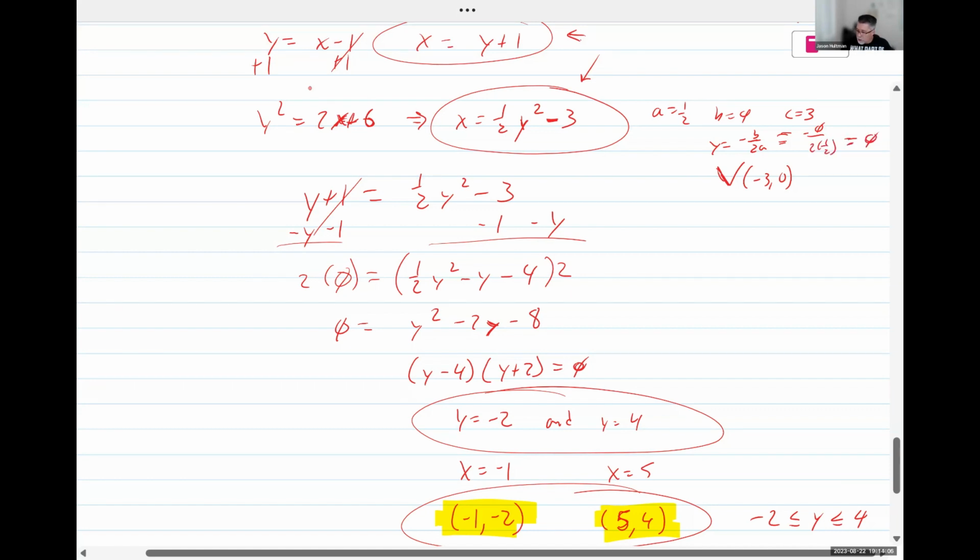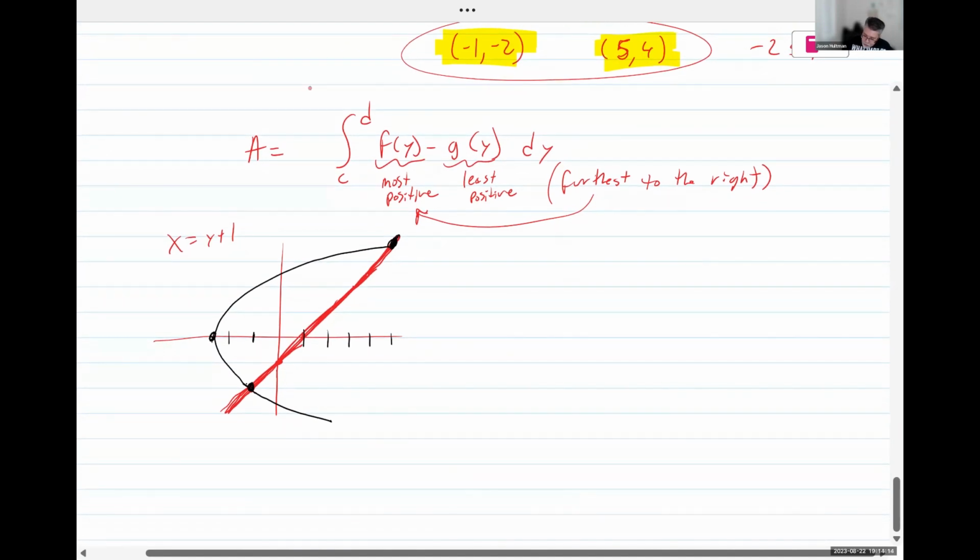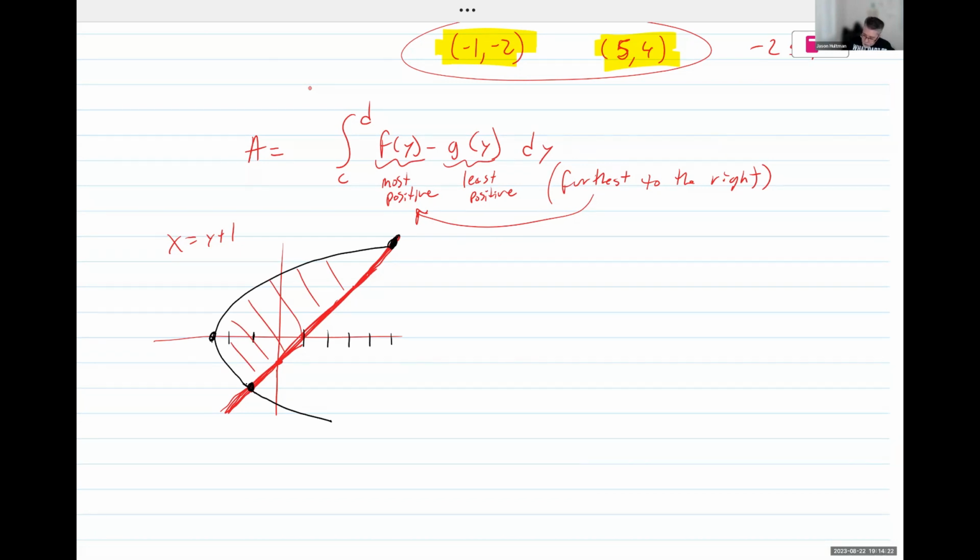No matter what it is, it's going to go to 0. Okay, so what's the area that we're looking for? It's this area here. Using this formula, what is C and D? Well, it's with respect to y. This is with respect to y, right? So this is -2 to 4.